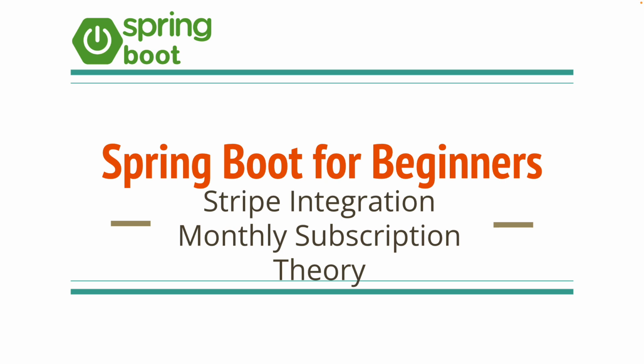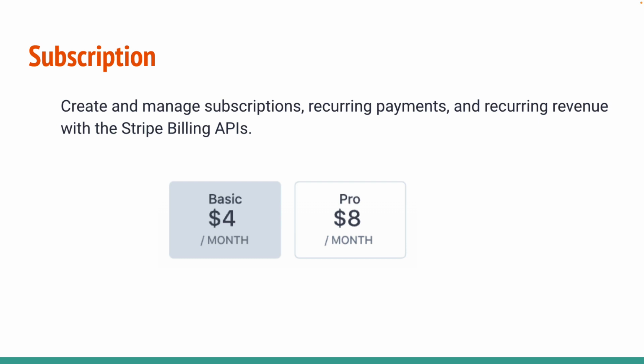In this tutorial we are continuing with our Stripe integration, and here we are talking about subscription. So let's get started. What do you know about subscription? A subscription is when on your platform you want to have a recurring payment. In this example, you see we have $4 monthly and $8 monthly, and this is the pro. So you have your products that have different prices for each month. Stripe will offer you the subscription for you. So you create a subscription here. They're talking about creating and managing subscriptions, recurring payments and recurring revenue with the Stripe Billing API.